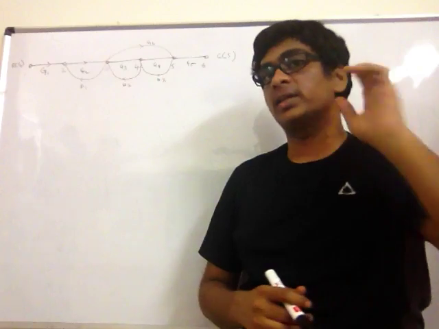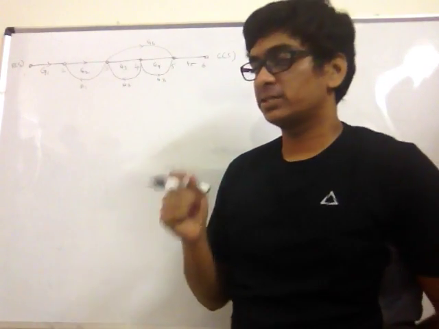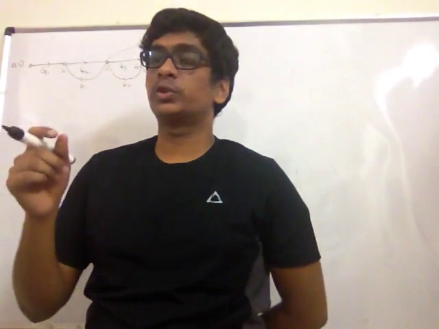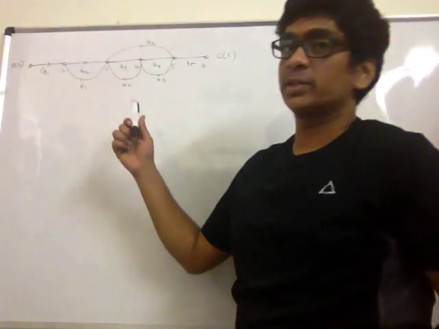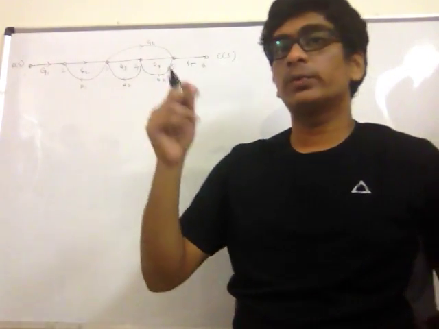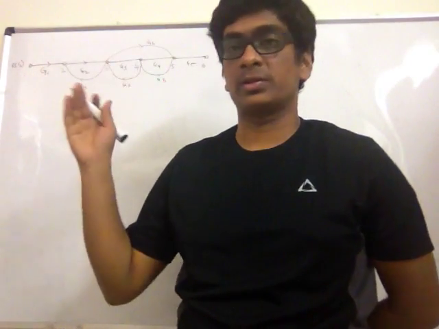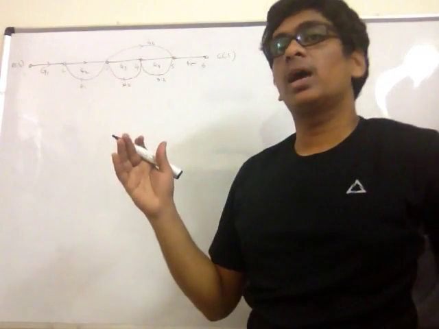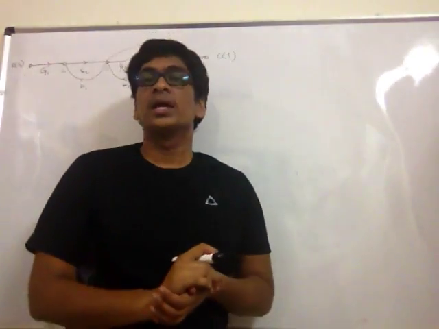As promised earlier in my previous video, I'll be doing a video for Mason's gain formula with a pair of non-touching loops. So this question is an example for that. You can watch the previous video too for a better understanding, but you can still watch this and understand it without any prior knowledge.